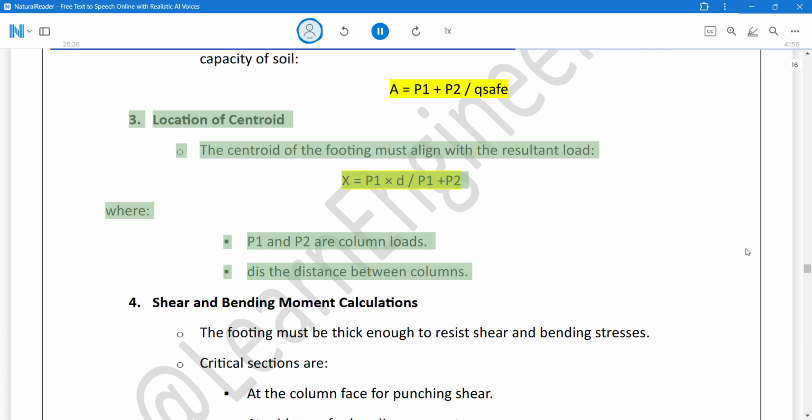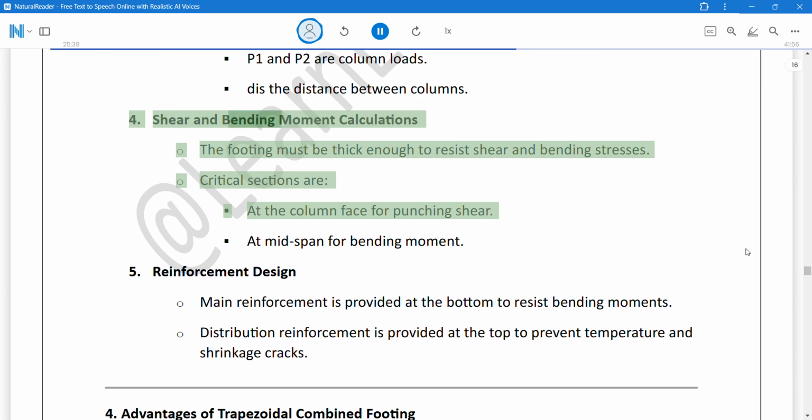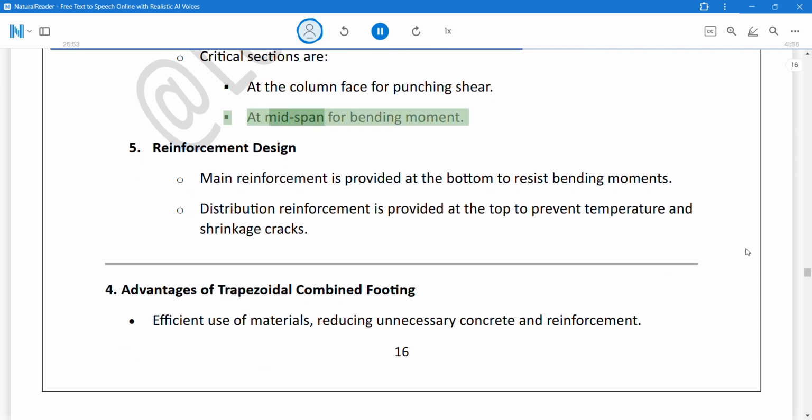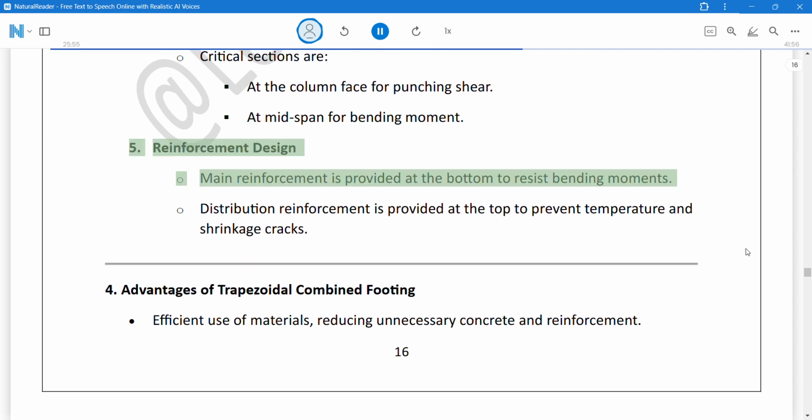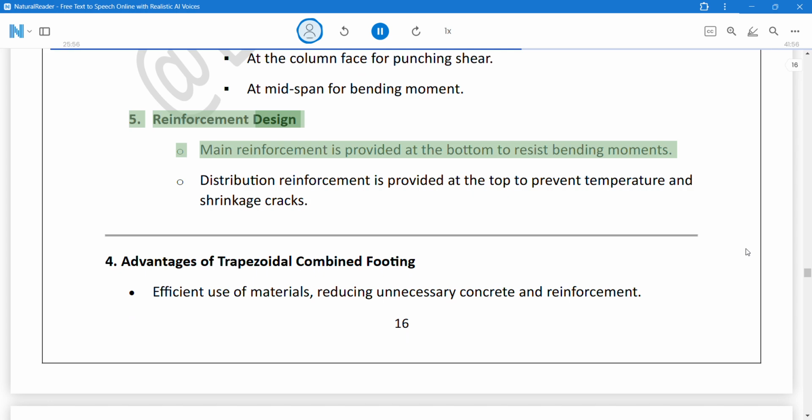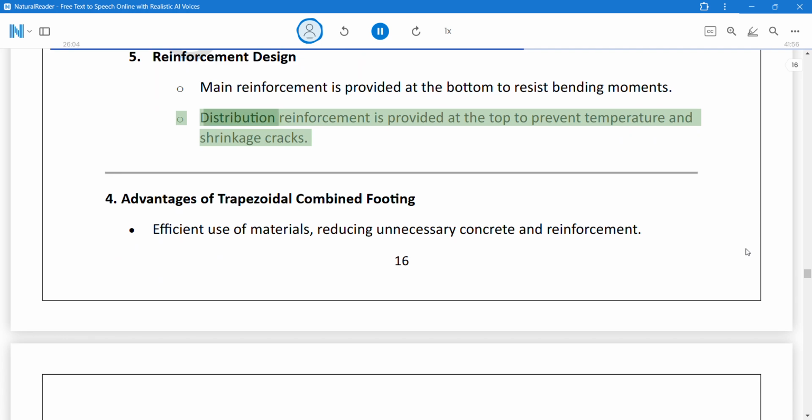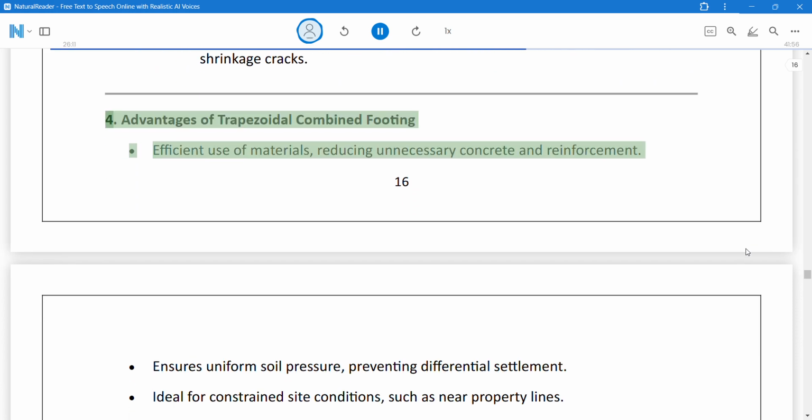4. Shear and bending moment calculations. D is the distance between columns. The footing must be thick enough to resist shear and bending stresses. Critical sections are at the column face for punching shear, and at midspan for bending moment. 5. Reinforcement design. Main reinforcement is provided at the bottom to resist bending moments. Distribution reinforcement is provided at the top to prevent temperature and shrinkage cracks.